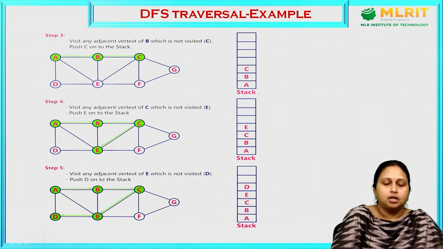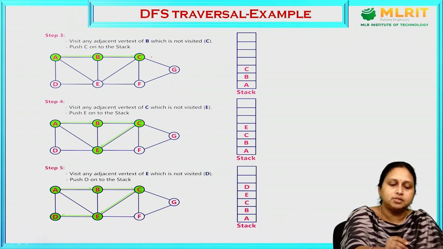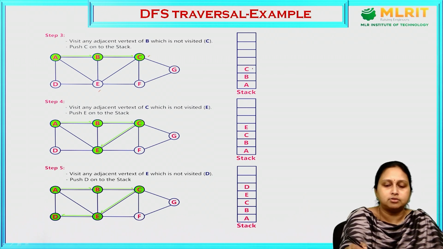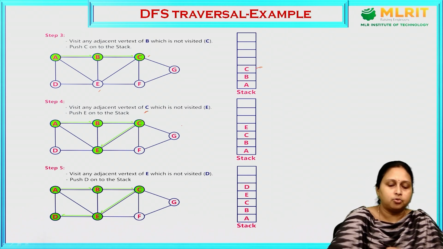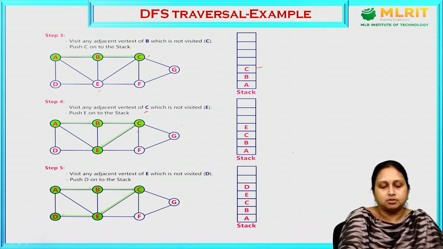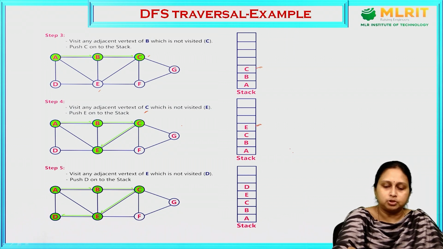Next, again from B, the adjacent vertices are A, E and C. In that, A is already visited, and E and C are there. I have selected C as the adjacent vertex and pushed it onto the stack. Next, from C, the adjacent vertices are E, F and G, but I have selected E and pushed it onto the stack.